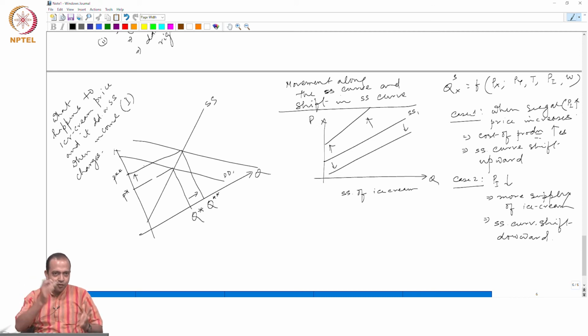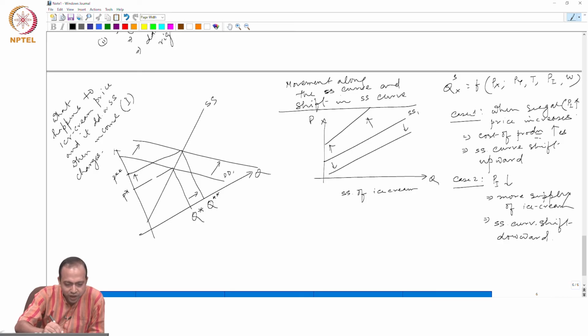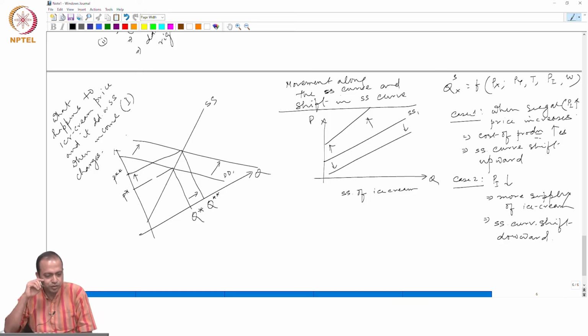Similarly, a fall in consumers' income will result in shift of the demand curve leftward. So, this is the movement when there is an increase in demand. An increase in demand will result in more quantity demanded and supplied and price also to increase. Right? This is how we can analyze what will happen.